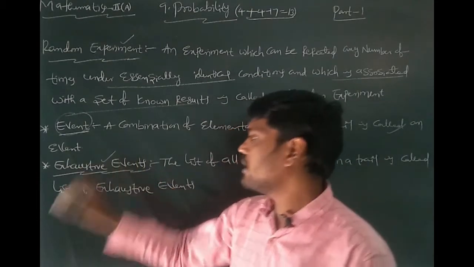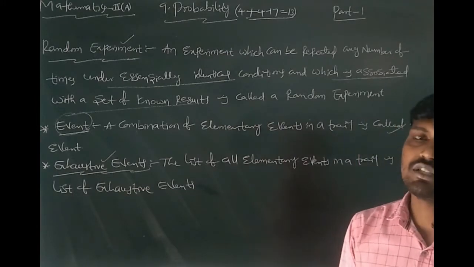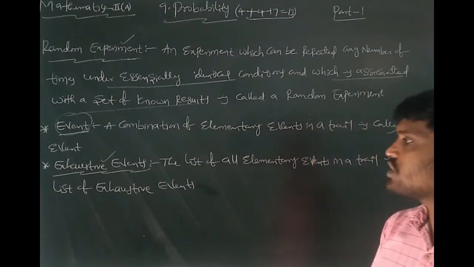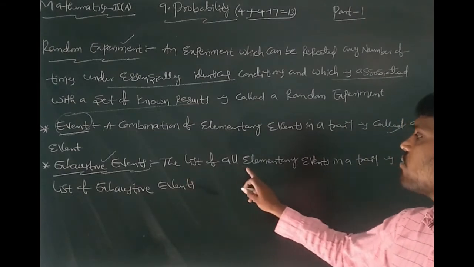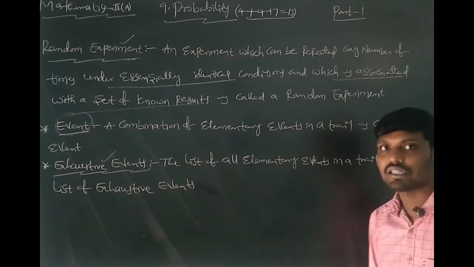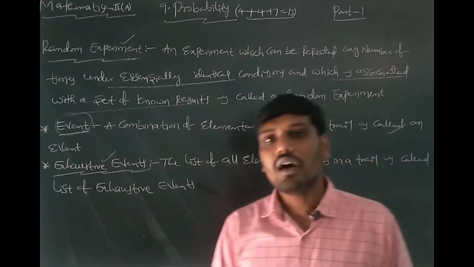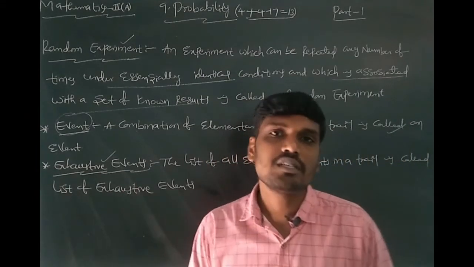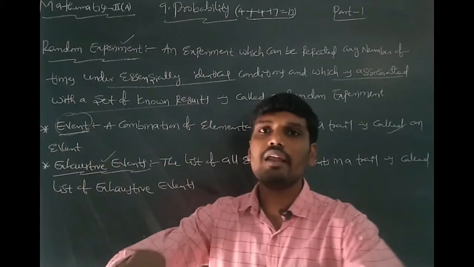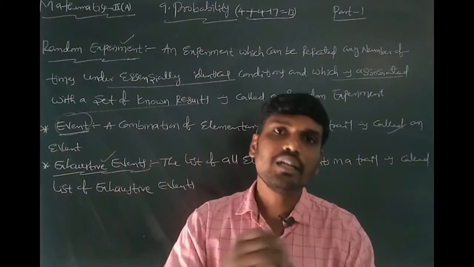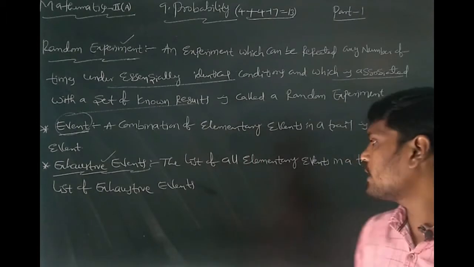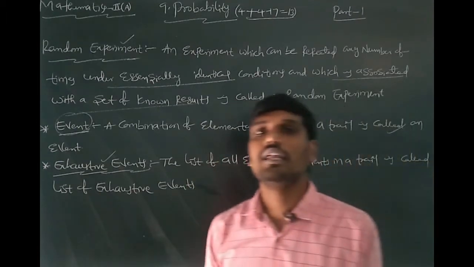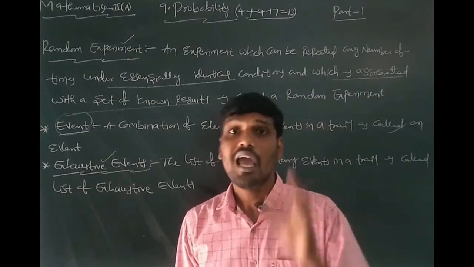Next one is exhaustive events. What is the meaning of exhaustive events? Exhaustive events are the list of all elementary events. When you perform the experiment a number of times, a number of events come. The list of all elementary events in a trial is called the list of exhaustive events.